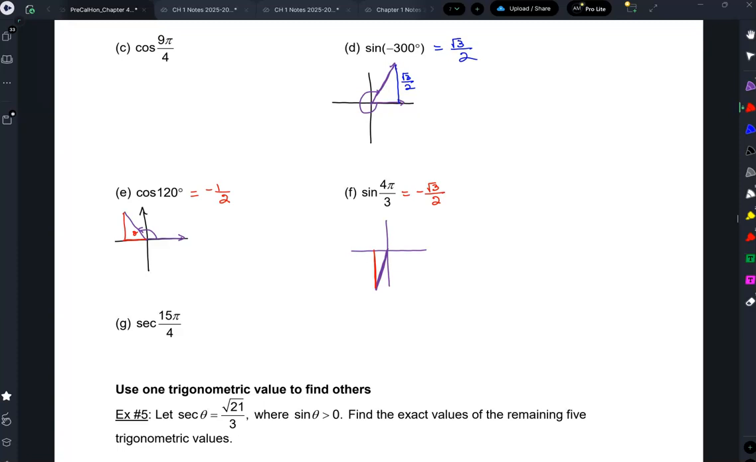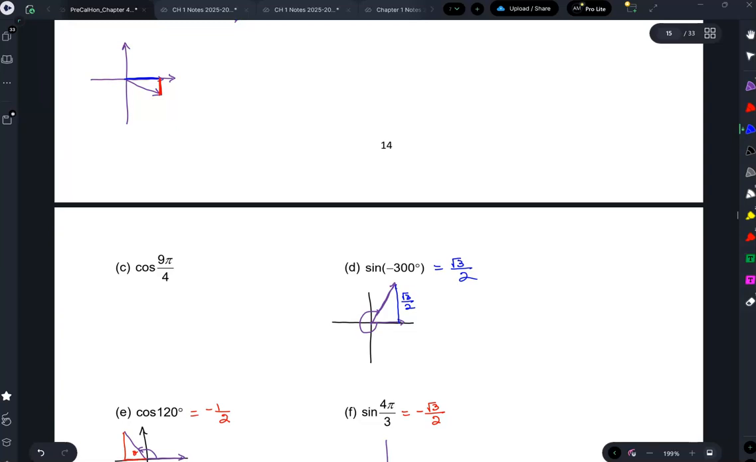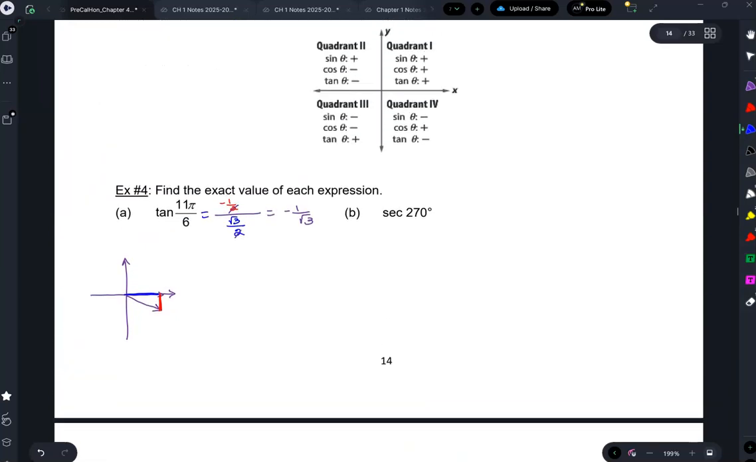Another way to look at it is the following. If I wanted to get to this point, right, how would I get there? I would have to go left a little bit and down a lot more. Down is the vertical, which is the sine, so it's negative root 3 over 2. What would the cosine be there? It would be negative because you're going left. Negative 1/2. Oh, the tangent would be positive, because it'll be negative over negative.